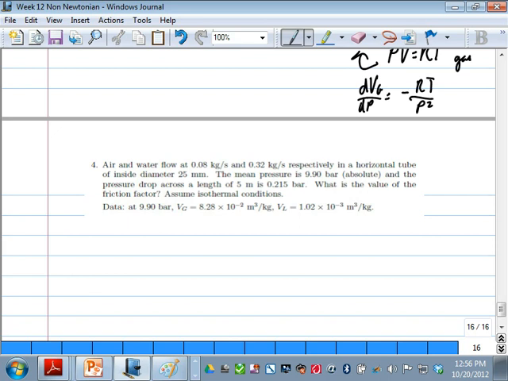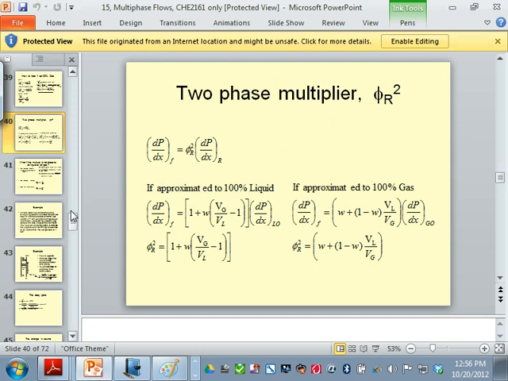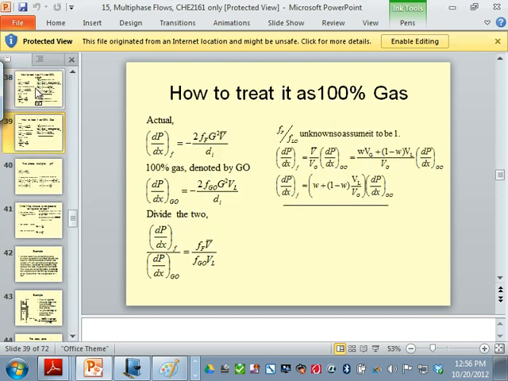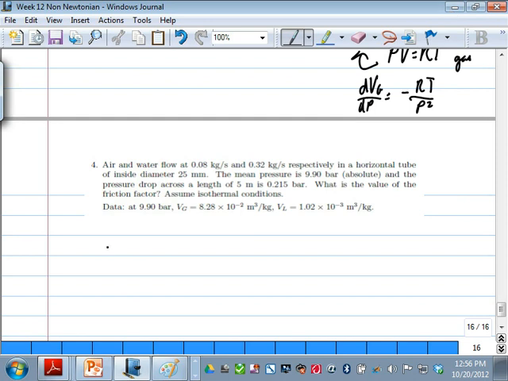So air flow rate quite high, you know. This one air flow rate quite high. Normally air flow rate not so high. In most cases, we would treat it as liquid only. Okay, so anyway.